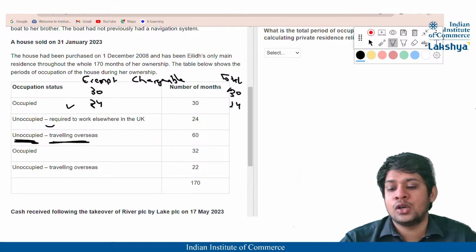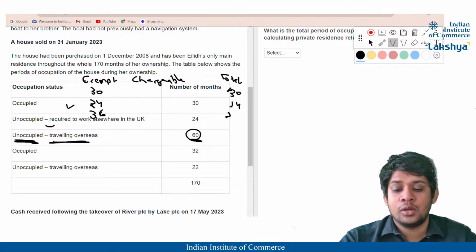So here she was traveling overseas. Up to 3 years it is exempt, that means up to 36 months it is exempt. But she has stayed overseas for 60 months and not for any specific reason, just for traveling. So the remainder is going to be chargeable. So 24 will be chargeable here, 36 will be exempt, 24 will be chargeable, and the total will be 60.